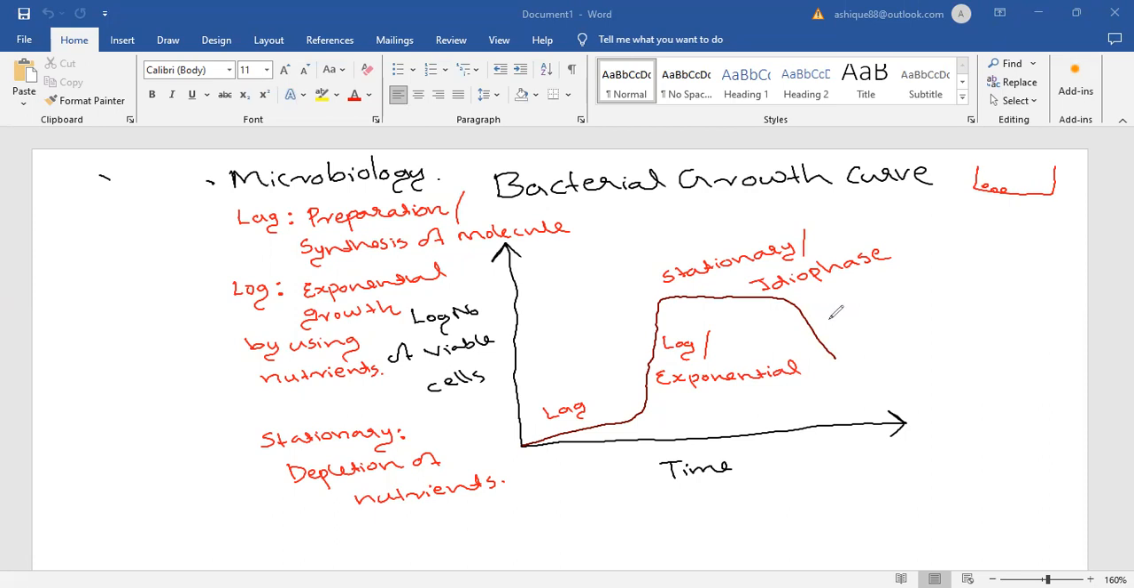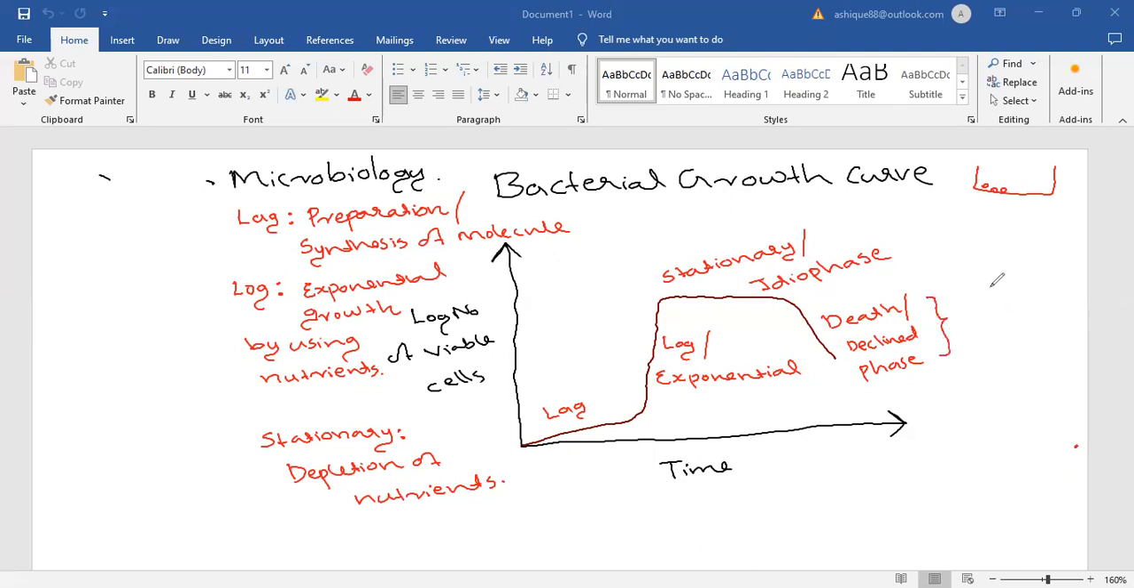What is happening during the last phase? This phase is known as the death phase, or declined phase. You can call it death phase or declined phase. It is the last phase in the growth of bacteria. And what is happening during the death phase or declined phase?